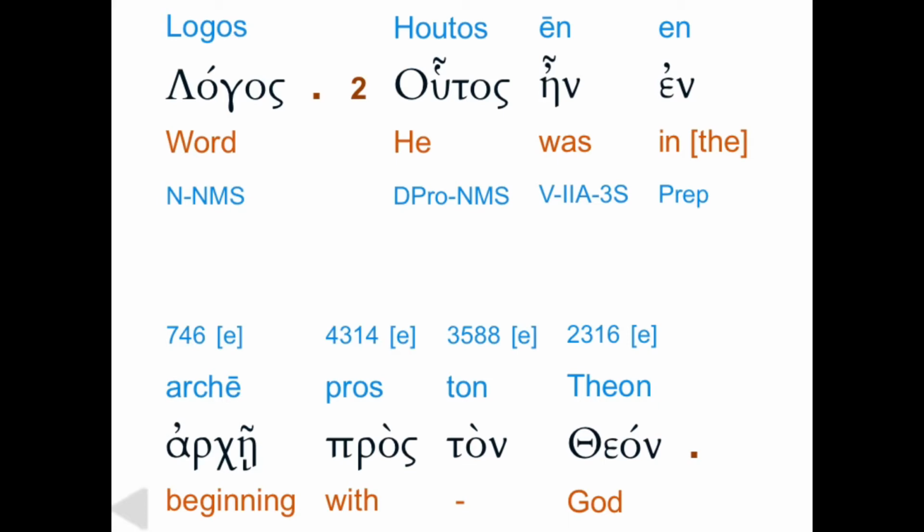So pretty short verse, only a few words for vocabulary that we're adding in today. Utos means he. In means was. Enarchi means in beginning, or in the beginning.